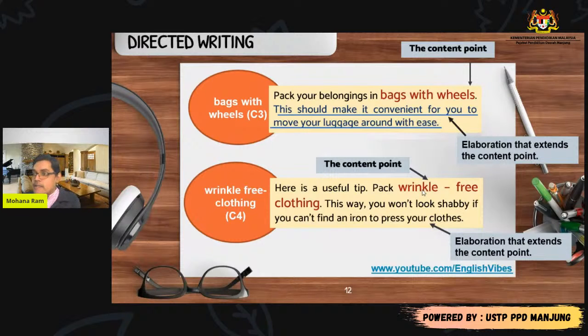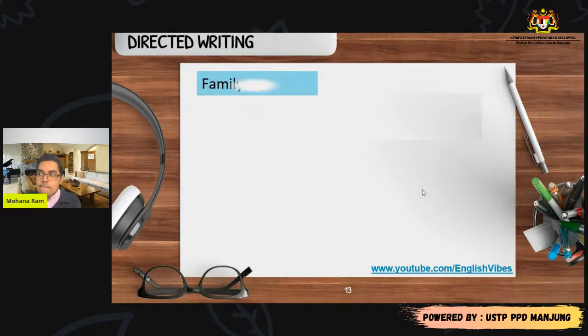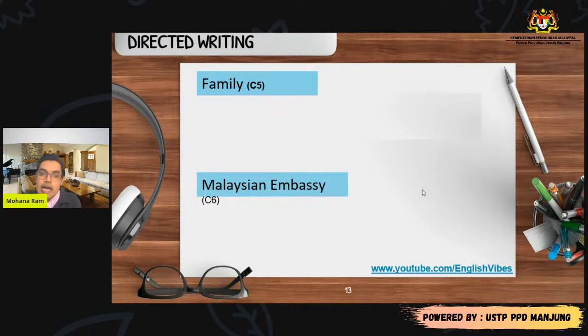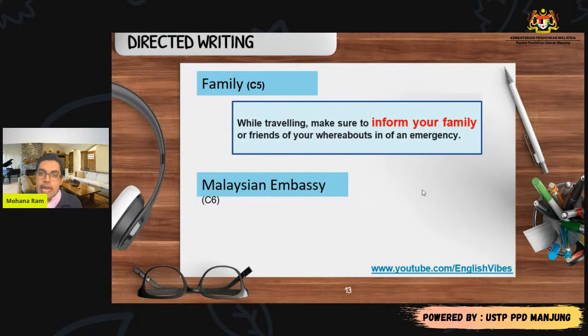Okay, now next one. Family. These are the next two points, which are about while you are traveling. While traveling, make sure to inform your family or friends of your whereabouts in case of an emergency. Okay, that is done. You don't have to elaborate further. If you want to write another sentence for this, fine, it doesn't matter.